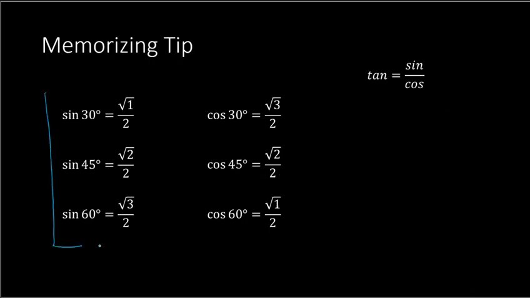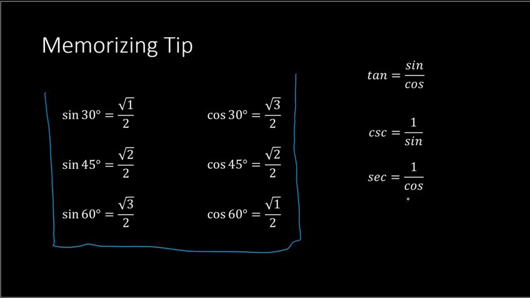So again, if you have these memorized, you can get all the tangent functions, and then you can also get all the inverse functions. Realize that cosecant is the inverse of sine, so you can think of that as 1 over sine. Secant is the inverse of cosine, so that's 1 over cosine. And cotangent is the inverse of tangent, or 1 over tangent. So you could think of it like this, or just simply switch the numerator and denominator of sine, cosine, and tangent to get cosecant, secant, and cotangent.